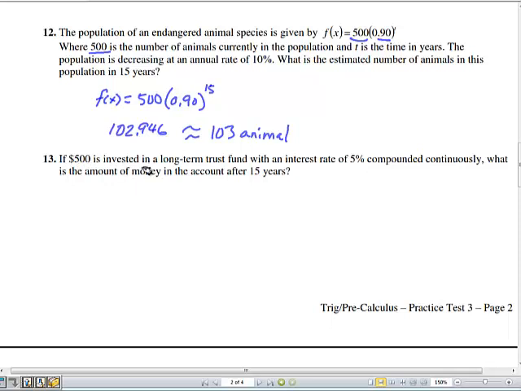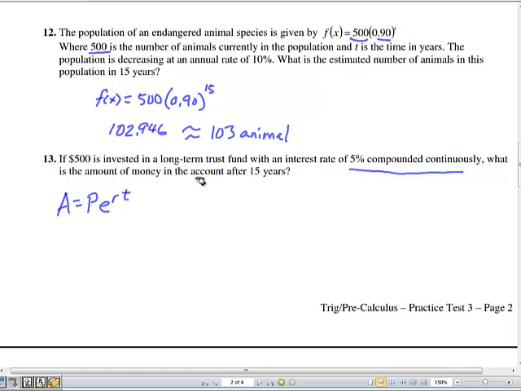If $500 is invested in a long-term trust fund with an interest rate of 5% compounded continuously, that should remind you that it's going to be a PERT problem.